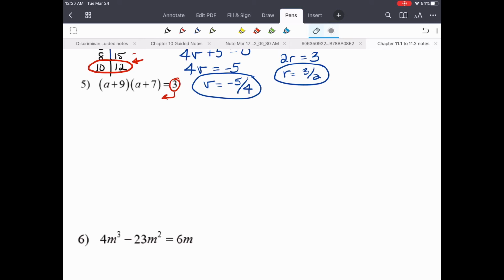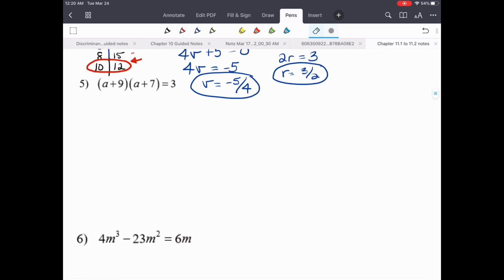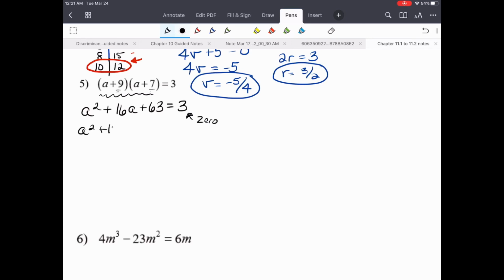So what I want to do here first is work out that binomial right there. So we've got a squared plus, now I'm just going to do product sum in my head. 9 and 7 make 16, so I'm going to put 16a. And 9 times 7 makes 63. And then I'm going to make that equal to 3. And then again, I want that side to equal 0, which it's not yet. So I want to do a squared plus 16a plus 63 minus 3. Clean that up a little bit. You get 16a plus, I should have put 63 there, sorry.